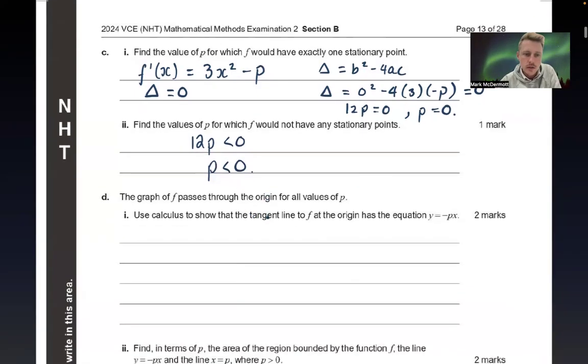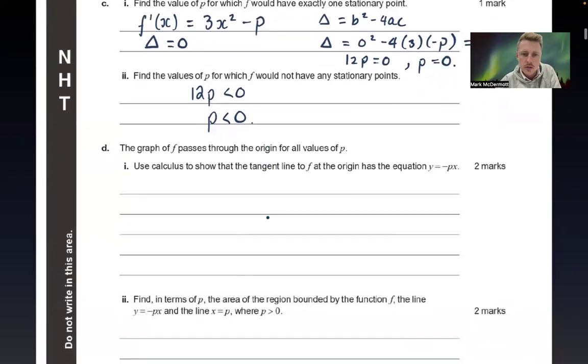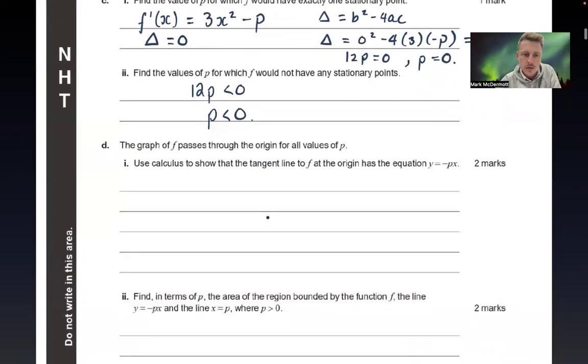Okay, I think that sounds about right. The graph of f passes through the origin for all values of p. Use calculus to show that the tangent line to f at the origin has the equation y equals negative px. Okay, yes. Use calculus to show that the tangent line to f at the origin has that equation. Okay, I think I get it.